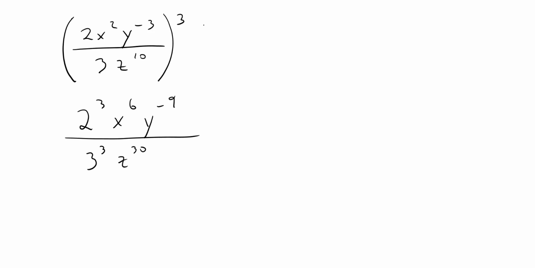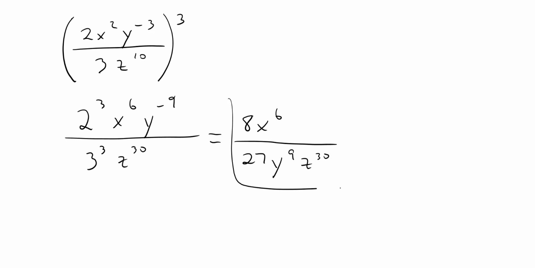10 times 3. Okay, so we need to make our numbers have no exponents, and we need to move negative exponents to their spot. So 2 cubed is 8. X to the 6th, and that y to the negative 9th goes to the bottom. So 3 cubed, put it in your calculator, is 27. That y to the negative 9th comes down, so it's y to the 9th, and z to the 30th. And that is your answer. So they're really not bad, right? You just gotta do the math, and you're good to go. Gotta follow the same procedure every single time, and you're good to go.